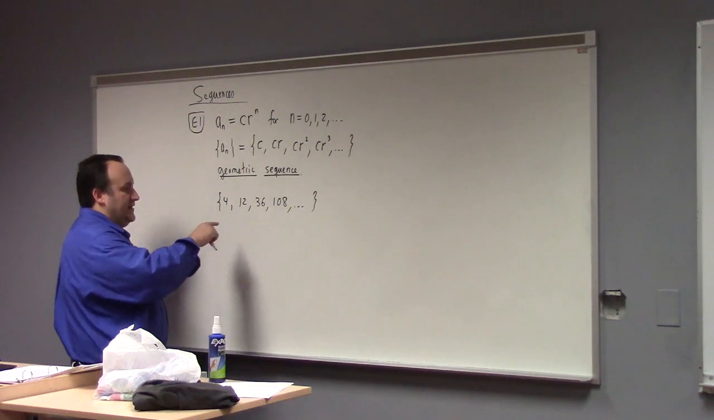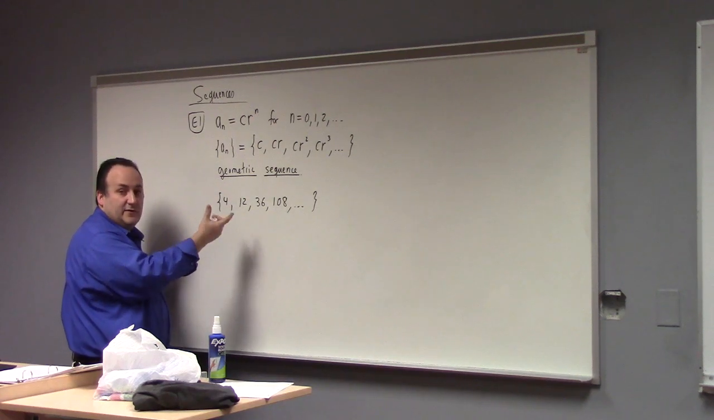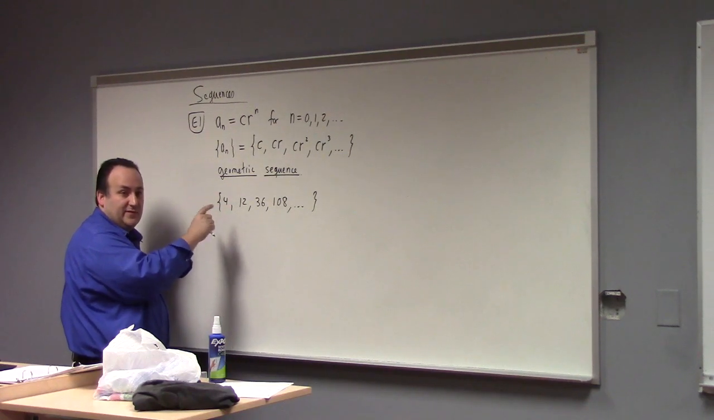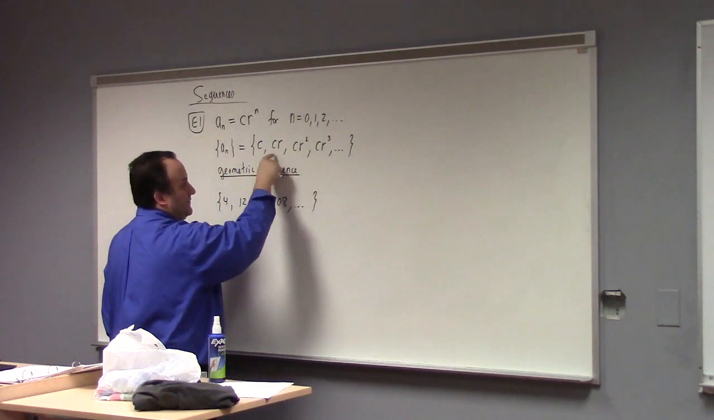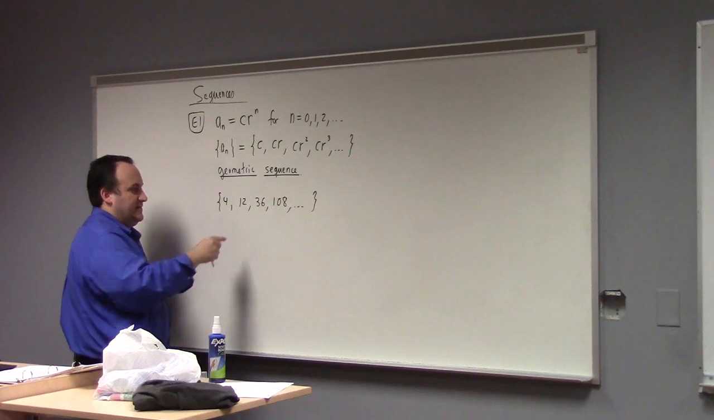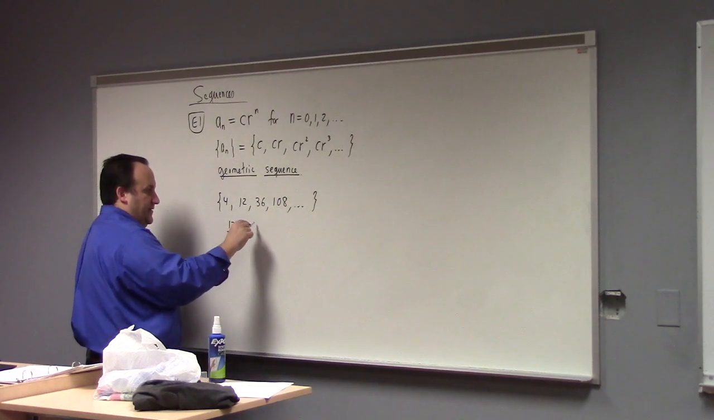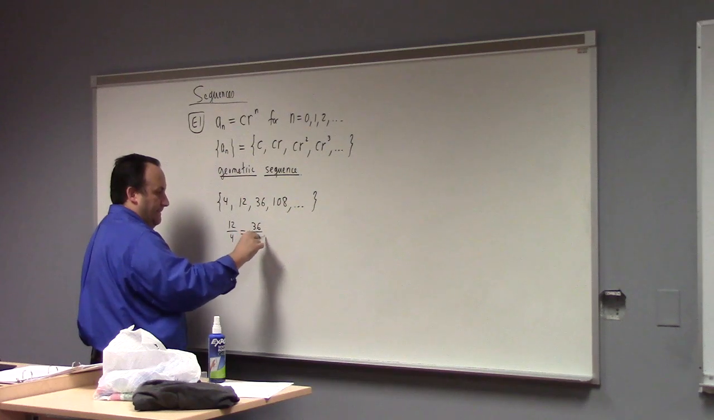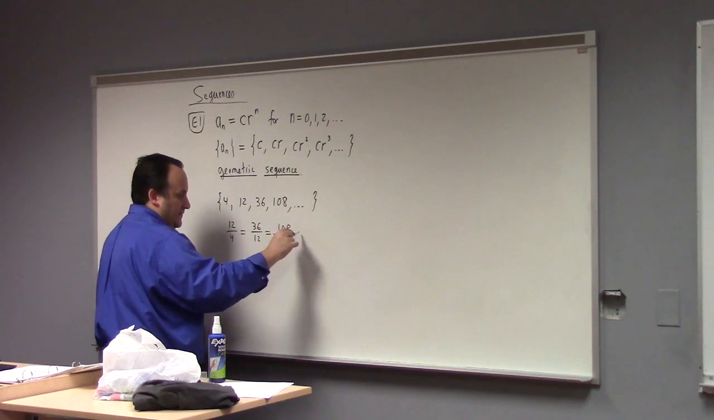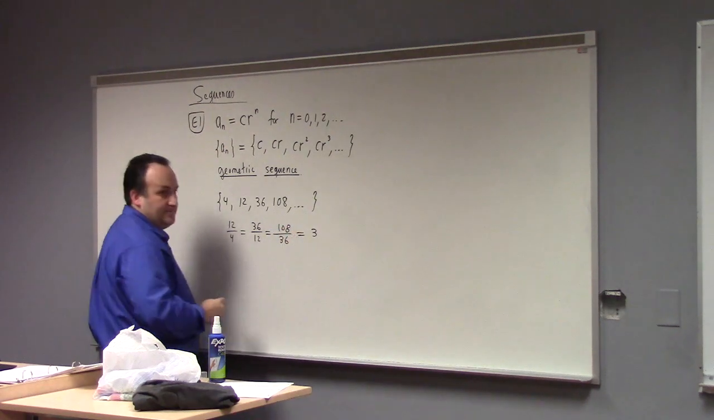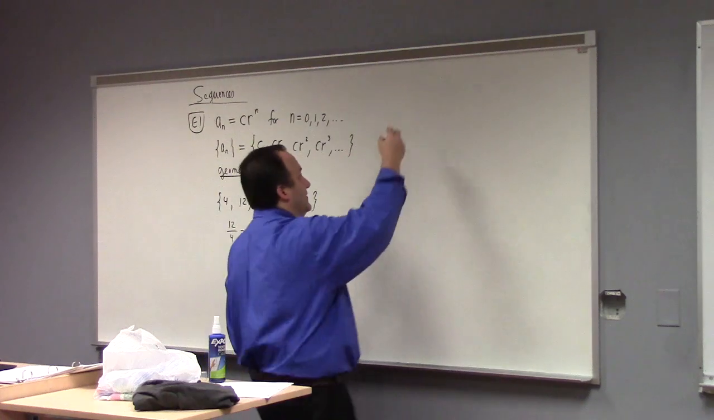But here's a way. If this is geometric, the thing to notice is that the ratio of any two subsequent terms must be the so-called r, the ratio, if you will. Check this out. If I look at 12 over 4, what do I get? If I look at 36 over 12? If I look at 108 over 36? They're all 3, right? So this, in some sense, you could use to define a geometric sequence.